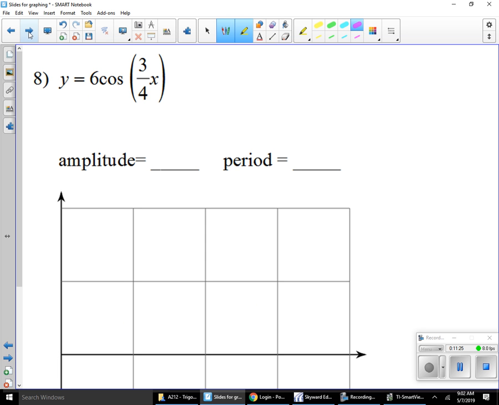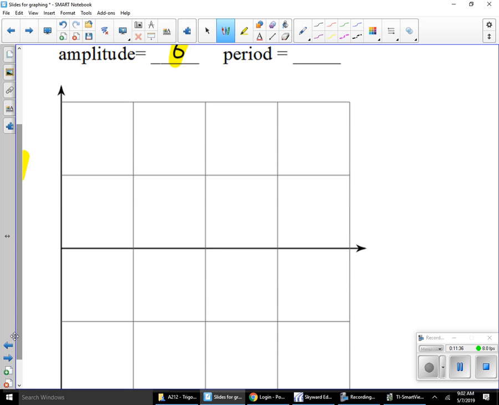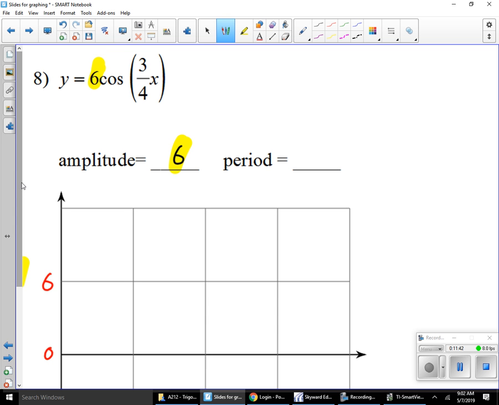Last but not least, we'll take a look at a cosine example with some fractions. The amplitude isn't a fraction in this case, so that's great. Our amplitude is 6, so that's going to be the maximum that this function reaches. The minimum then will be -6. But now we have a pretty ugly b value.